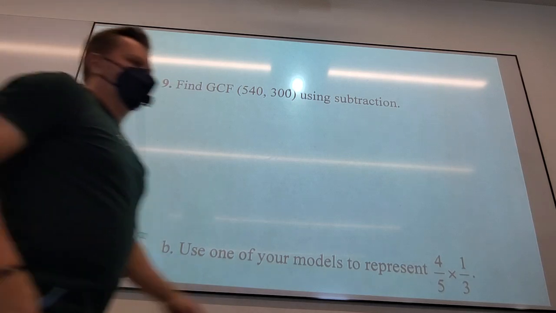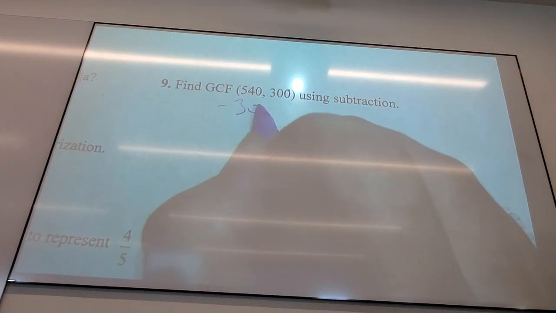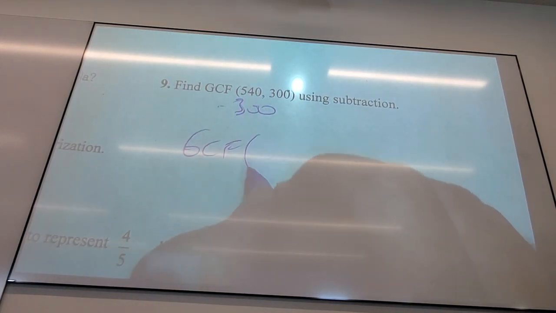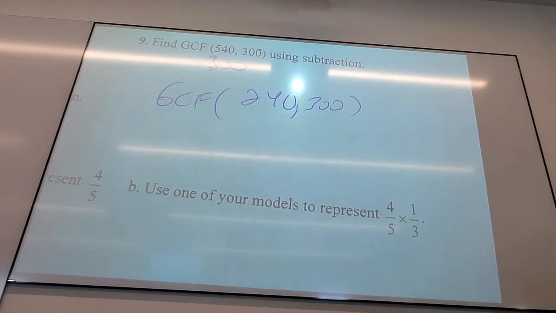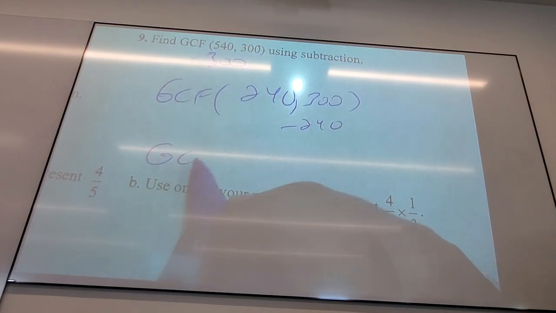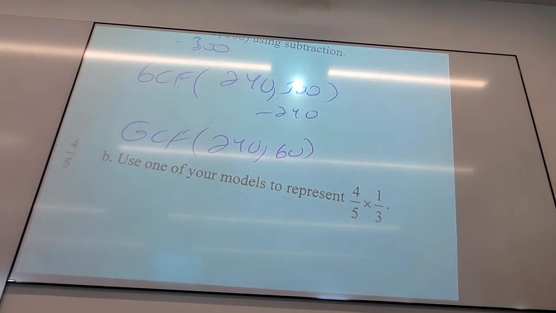So if I subtract 300 from there, the problem now becomes this. And then what do I do? Subtract 240. Subtract again. And now, can you see the answer?